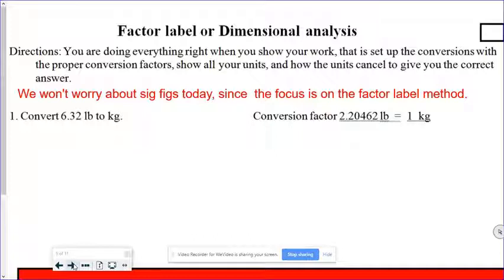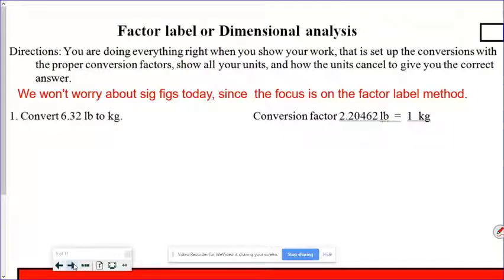Today, we're not going to worry about sig figs because that's not really the goal. The real goal is to learn how to do factor label method. And you did learn this back in ninth grade. As a matter of fact, this is the ninth grade sheet. So there's a couple things that we do, a couple rules, a couple ways of going about doing these problems.